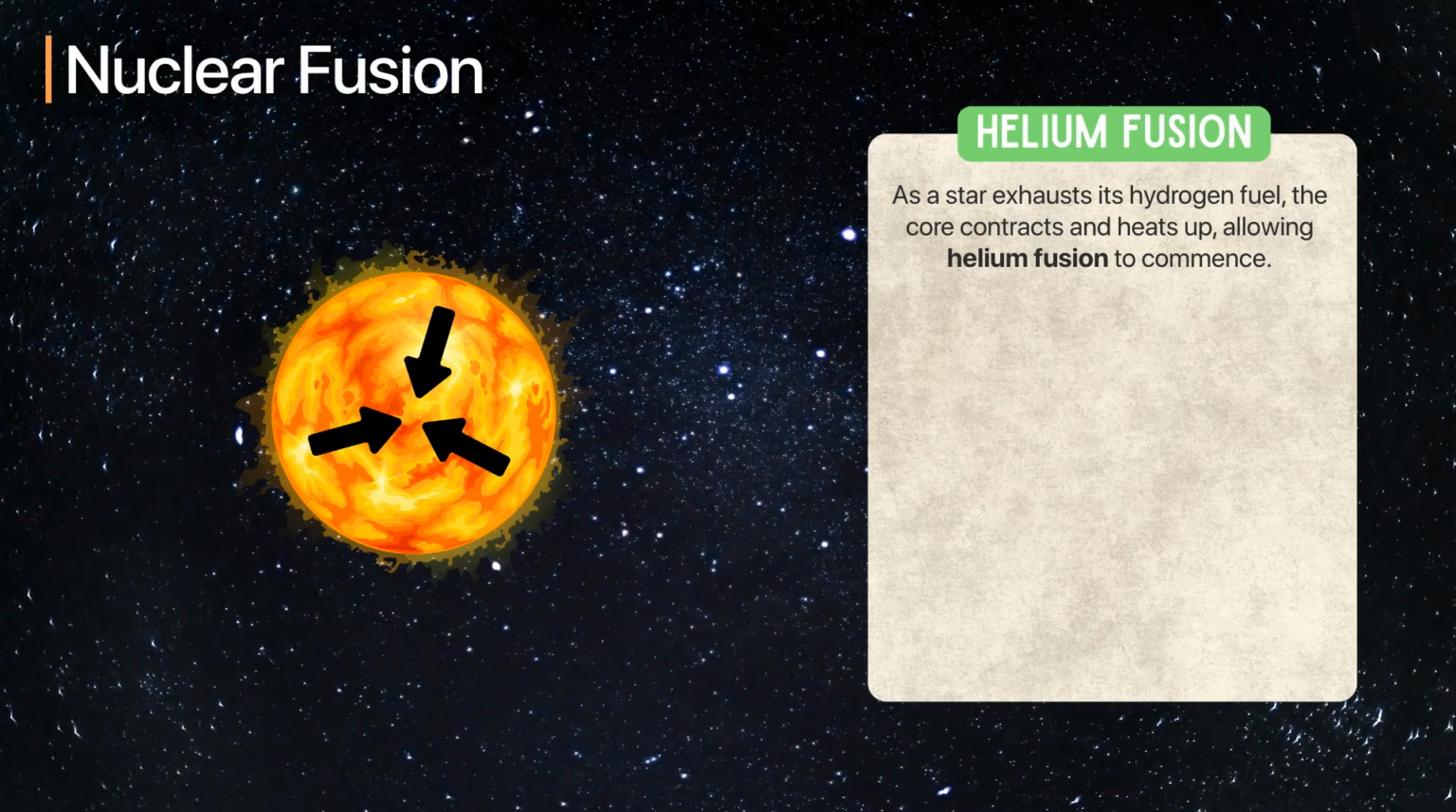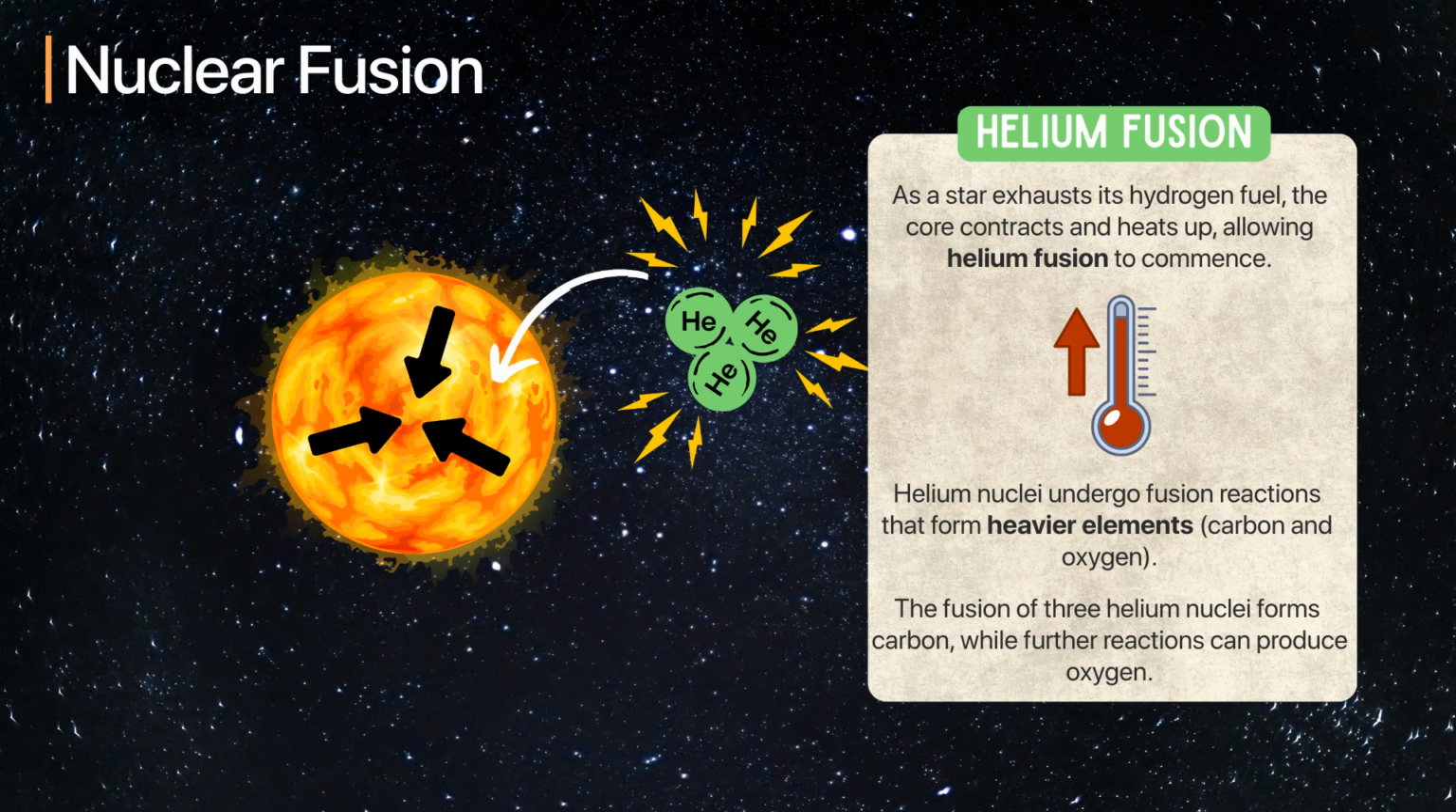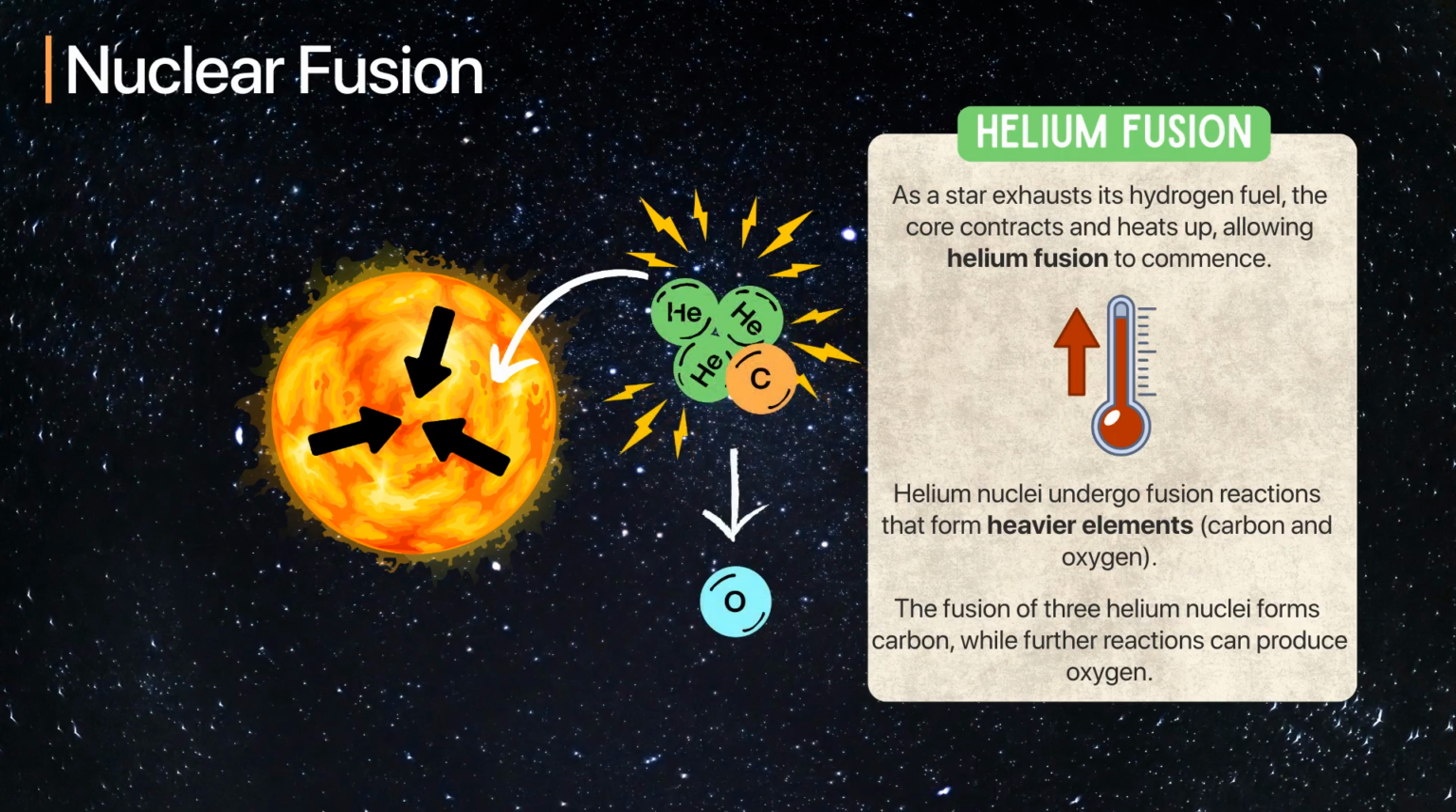As a star exhausts its hydrogen fuel, the core contracts and heats up, allowing helium fusion to commence. Helium nuclei undergo fusion reactions that form heavier elements, mainly carbon and oxygen. The fusion of 3 helium nuclei, alpha particles, forms carbon, while further reactions can produce oxygen. This phase continues the stellar process of creating increasingly heavier elements within the star's core.